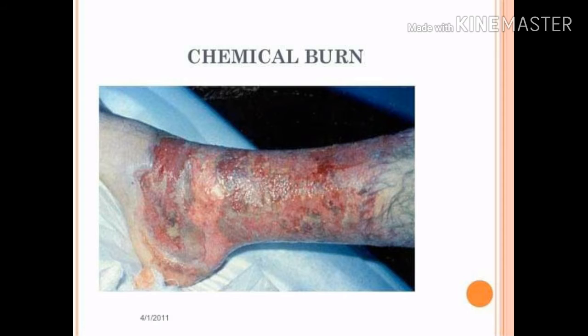We go to burn wound assessment, classified according to depth of injury and extent of body surface area involved. Burn wounds are differentiated depending on the level of dermis and subcutaneous tissue involved. So the first is superficial or first degree, second is deep or second degree, and the third one is full thickness or third and fourth degree.